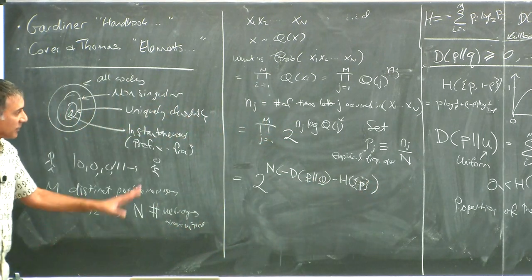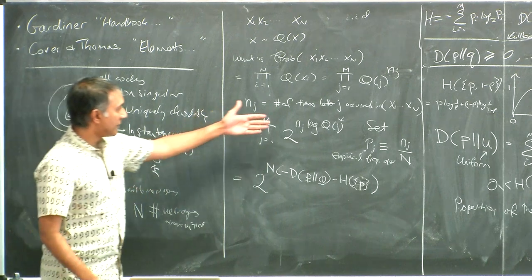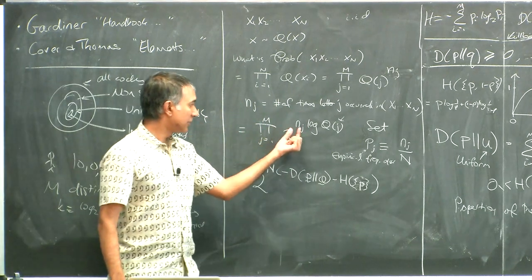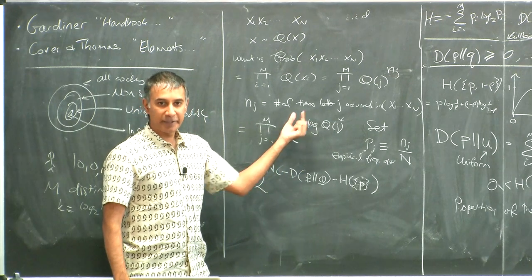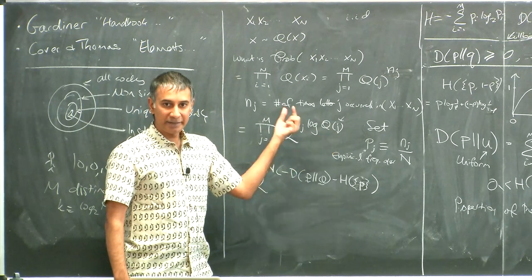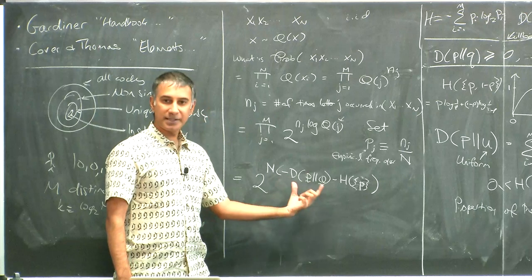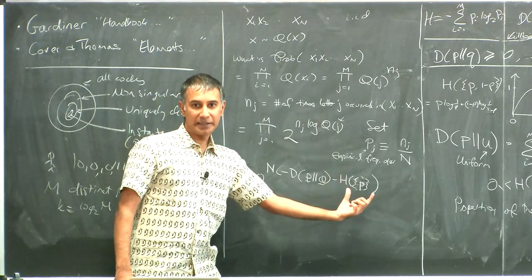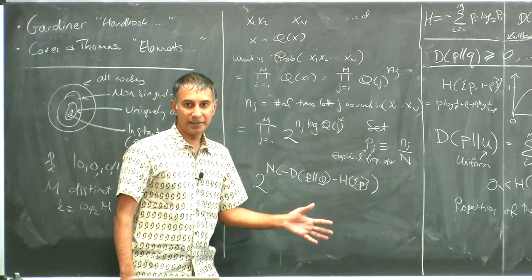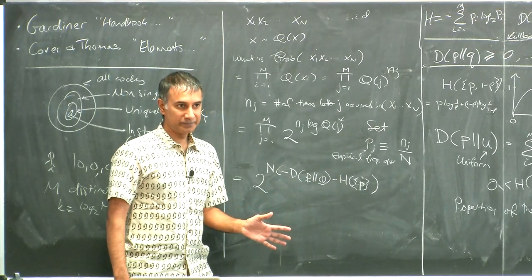Right, so I want you to stare at this for a second. To go from here to here, all you do is replace NJ by big N times PJ, and then you multiply and divide by PJ. The first of those multiplications and divisions gives you this distance. And the second part of it gives you just pj log pj, which gives you that. It's the same as we did earlier. That's why I'm not repeating it.